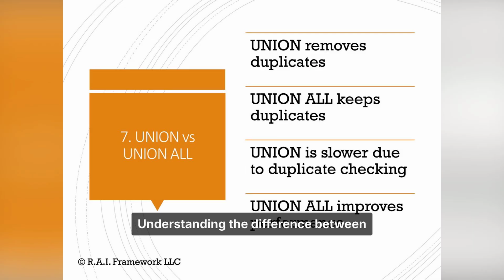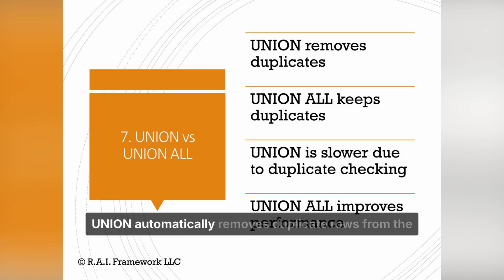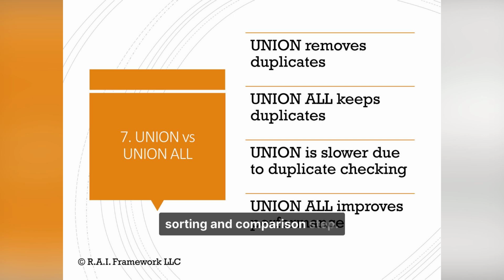Understanding the difference between union and union all is crucial for efficient query writing. Both operators combine the result sets of two or more select statements into a single result set. The key distinction lies in how they handle duplicate rows. Union automatically removes duplicate rows from the final result set, which involves an additional sorting and comparison step. Because of this duplicate checking, union tends to be slower, especially with large data sets.